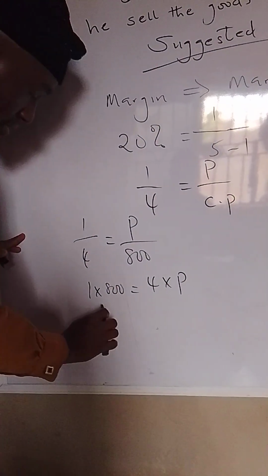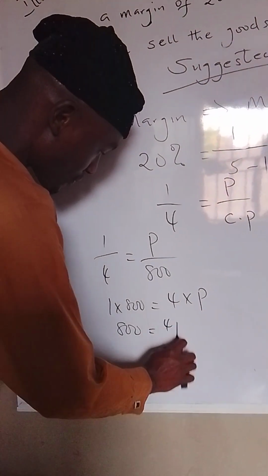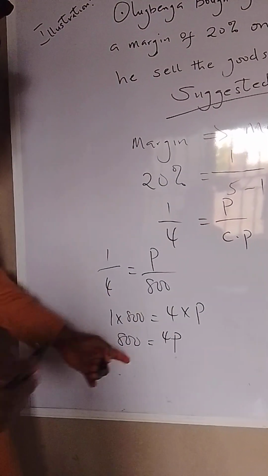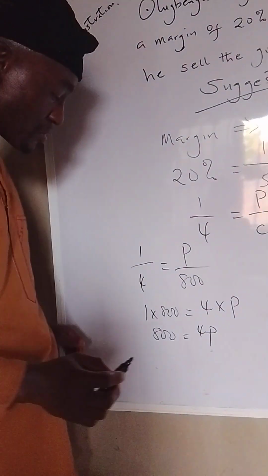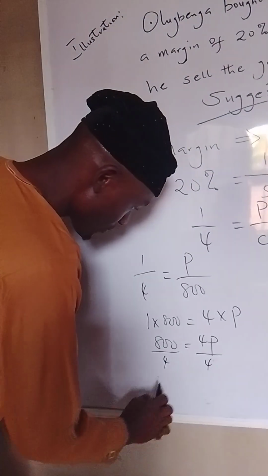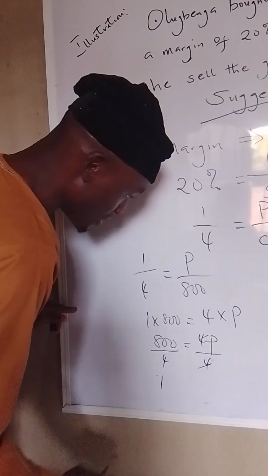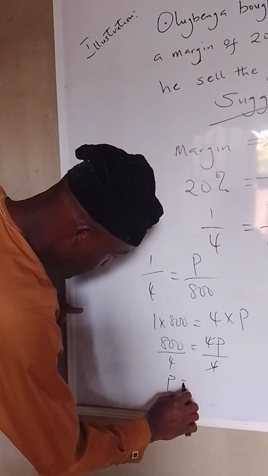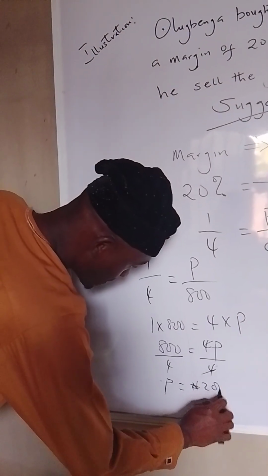That will give us 800 is equals to 4P. So in mathematics, for us to get this P, which symbolizes profit, we have to divide both sides by 4. So that will give us P. So our profit will now be 800 divided by 4. That will give us 200 naira.